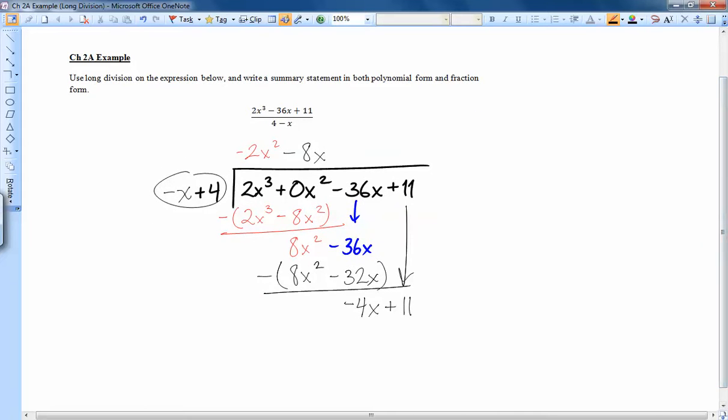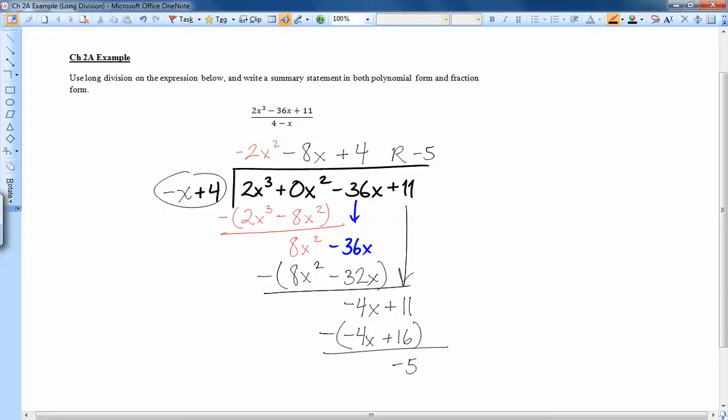So when I multiply this out, I'm going to need a plus 4 right here. And 4 times negative x is negative 4x. 4 times 4 is positive 16. I'm going to subtract that from what was left before, and I'll get 0 and negative 5. So my remainder is negative 5.